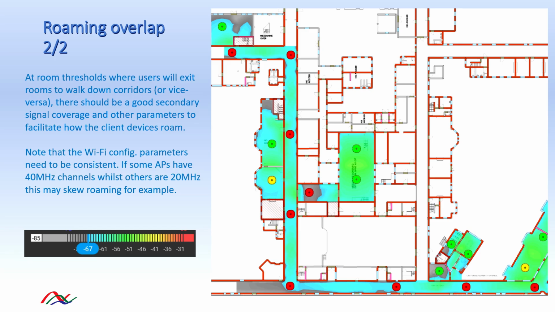One of the things to note is that the configuration needs to be consistent. If some APs have 40 MHz channels whilst others have 20 MHz channels, for example, this may actually skew the roaming algorithm.